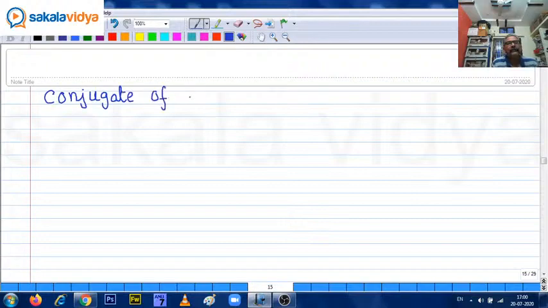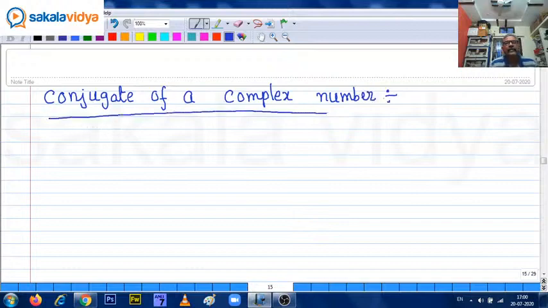Conjugate of a complex number. Next concept is conjugate of a complex number. Are you following or not? Okay, no problem. So, conjugate of a complex number.